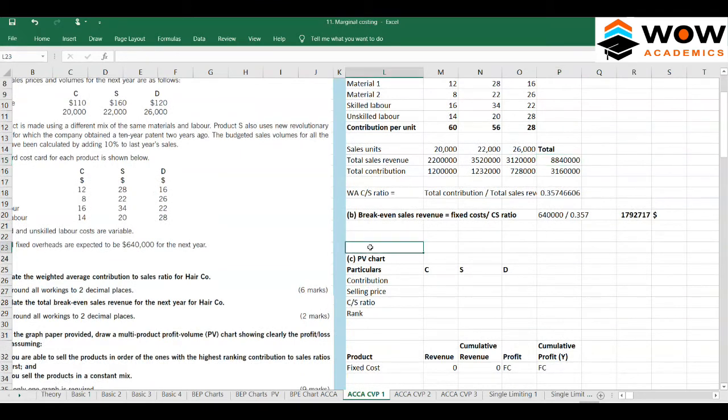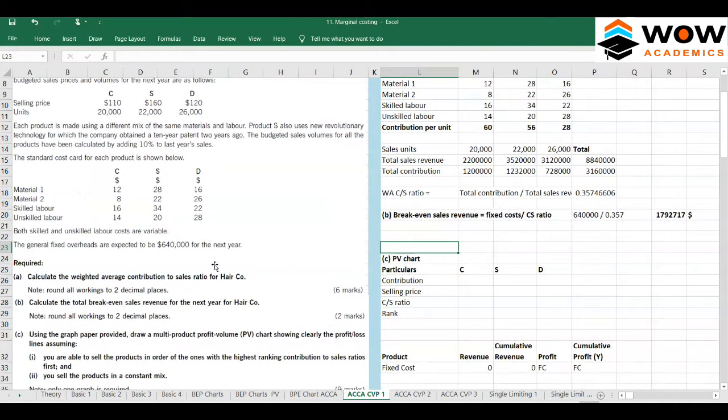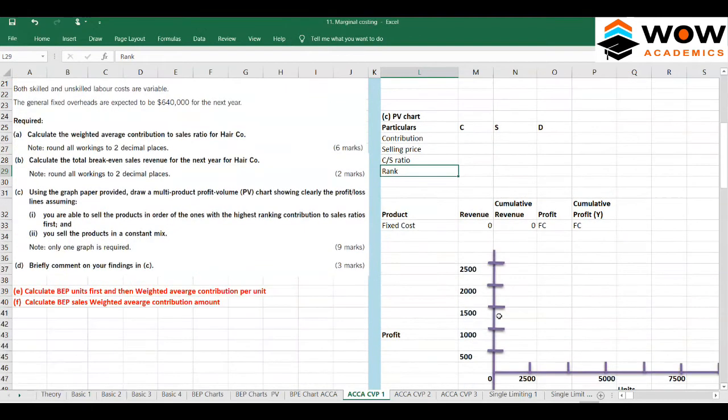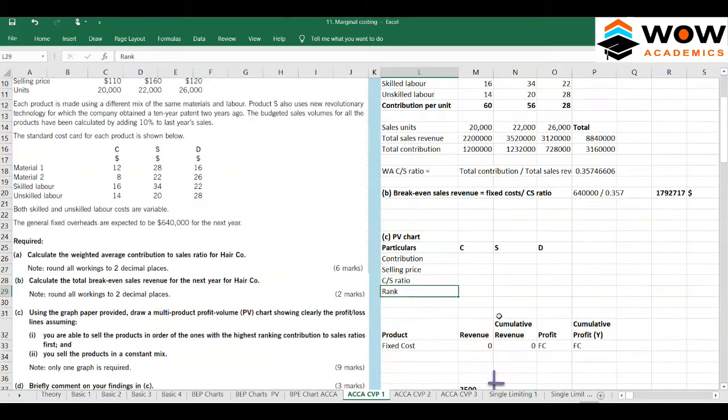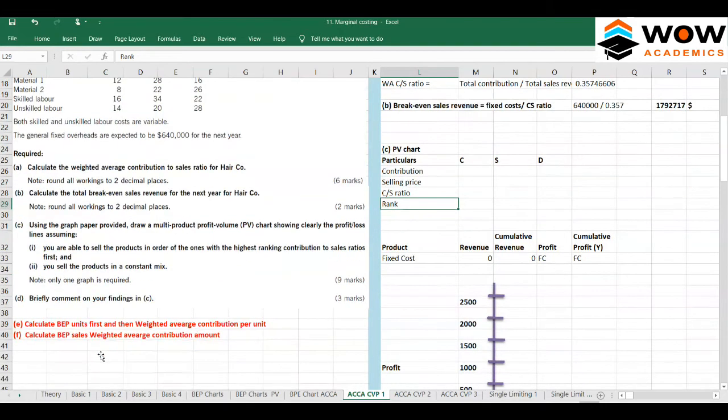Okay, so we have done both these things. We have got the weighted average contribution to sales ratio. We have also got the total break-even sales. The next one is to draw charts. So he's asking for two types of charts. One chart is to just draw the line, assuming you are able to sell the products in order of the one with the highest CS ratio, or you assume that you are selling at a constant mix. See, constant mix calculation is quite easy. So first we'll start from that chart. So how do we start with that?